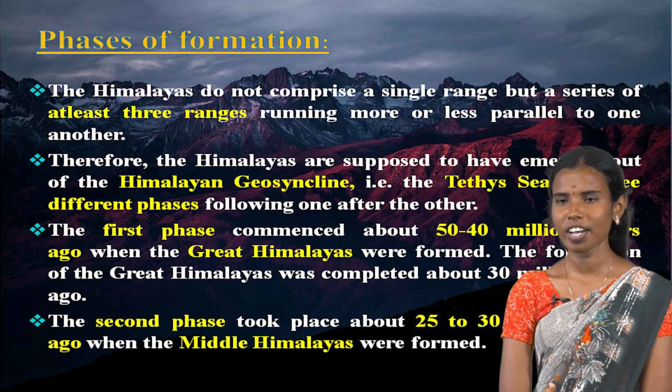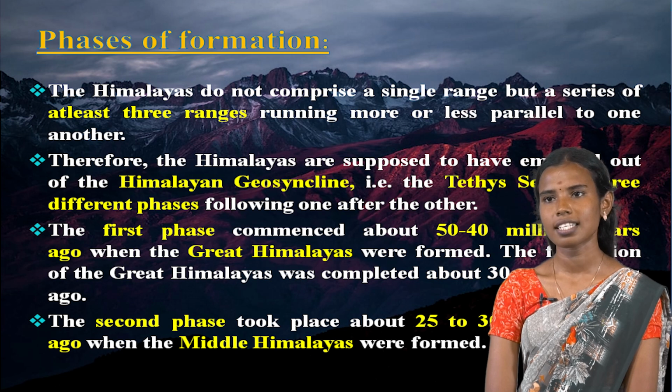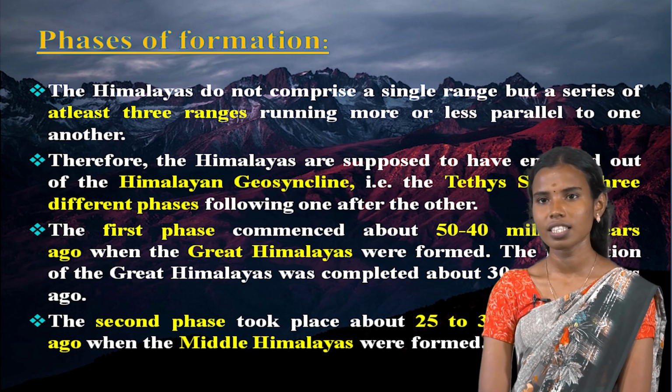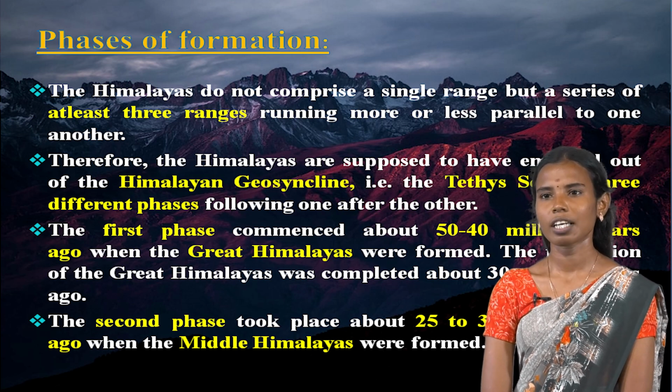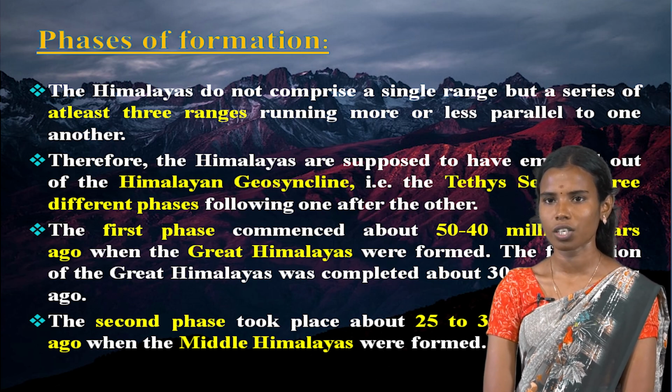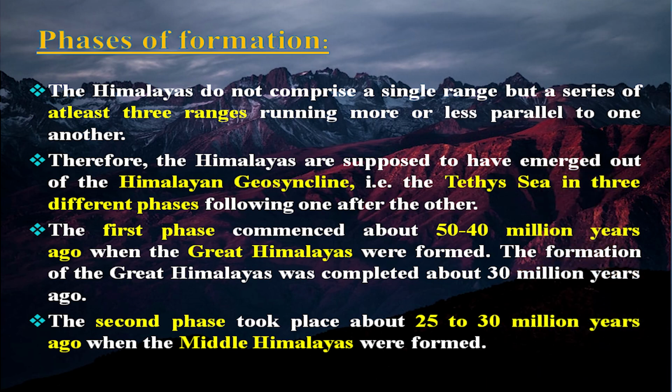Next one is the different phases of the Himalayan formation. The Himalayas do not comprise a single range, but a series of at least 3 ranges running more or less parallel to one another. Therefore, the Himalayas are supposed to have emerged out of the Himalayan geosyncline, that is the Tethys Sea, in 3 different phases following one after the other. The first phase commenced about 50 to 40 million years ago when the Great Himalayas were formed. The formation of the Great Himalayas was completed about 30 million years ago.